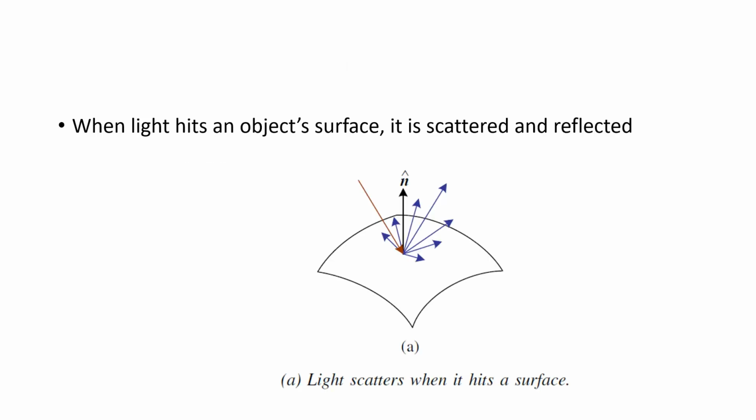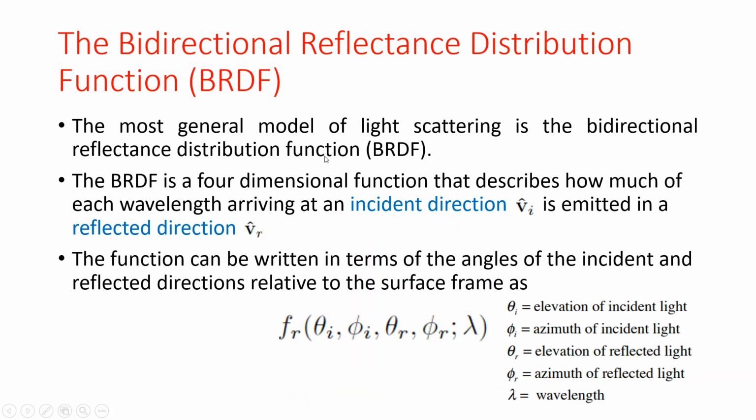So the next one is surface properties, reflections and shading. Whenever light hits an object, it is scattered and reflected. So this is the incident light. Whenever it hits the surface, it is reflected, and this n represents the surface normal. The most general model of light scattering is represented using this function, the bidirectional reflectance distribution function. It is a four-dimensional function. It is based on the incident direction as well as the reflected direction. The incident direction is nothing but the incoming light direction.